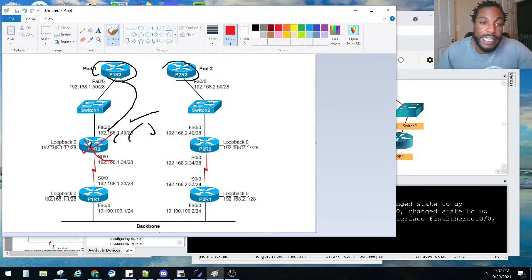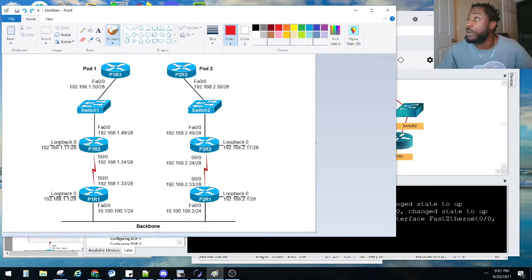Anyway, so yeah, this is the lab we're going to be working with today. Configuring basic BGP. This is going to be a basic lab. We should be able to run through this real quick. Maybe we'll knock it out within that hour.